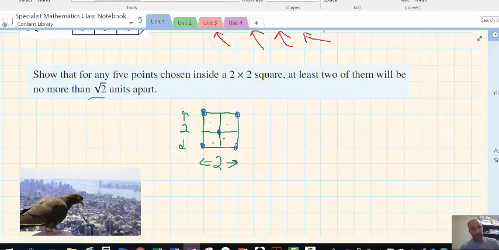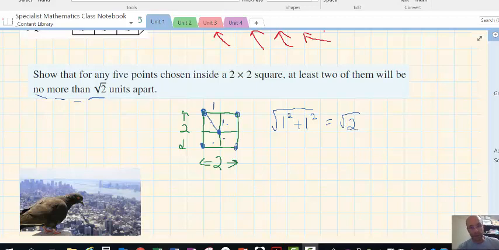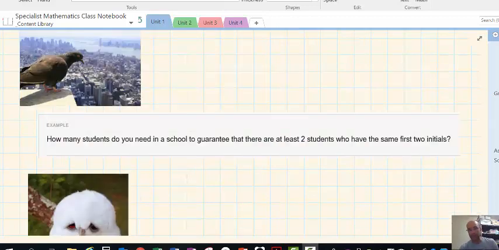So here, this is as far apart from all of them, in fact. We've got a 1 there and a 1 there, and no matter which way you go, you've got this diagonal as the distance. That's the furthest apart. So that answers the no more than root 2 apart, and you're basically using Pythagoras' theorem. You've got 1 squared plus 1 squared, square root, and that's square root of 2. And as I said, that's the worst case scenario. That's as far apart as we can, so that answers the question.